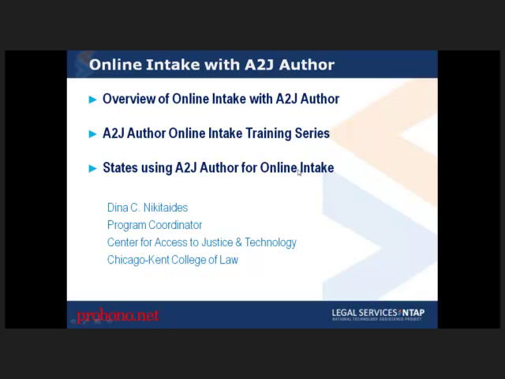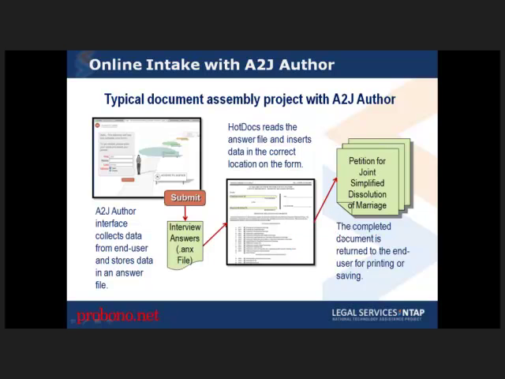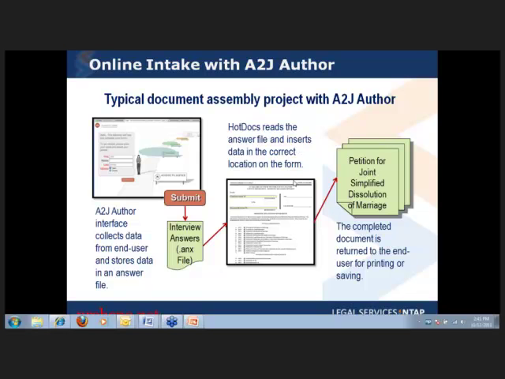So typically, a lot of people know A2J Author because they've probably done document assembly projects with it. If you're familiar with LawHelp Interactive, you might have interviews that you host on there. So Claudia, if we go to the first slide, a typical A2J Author project for document assembly would be that you would create this online interview that you can see on the left side there. And then after the user enters all their information into the A2J Author interface where it collects the data, the answers that were collected are stored into an ANX file.